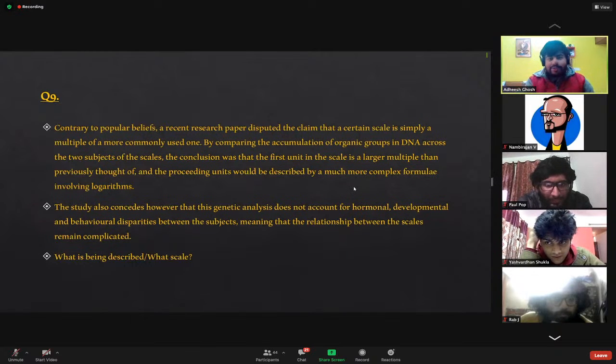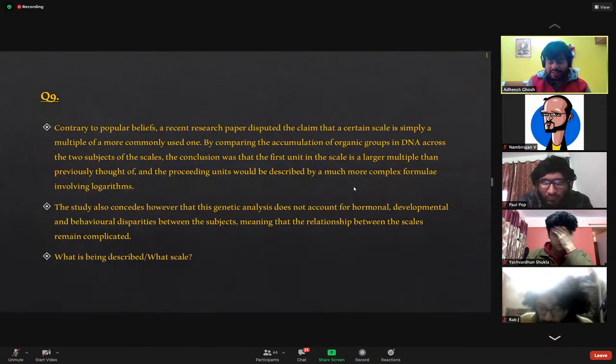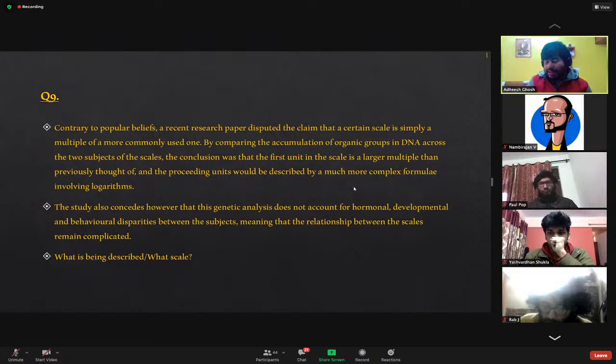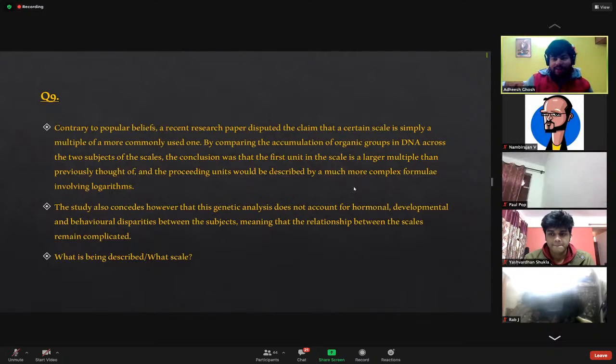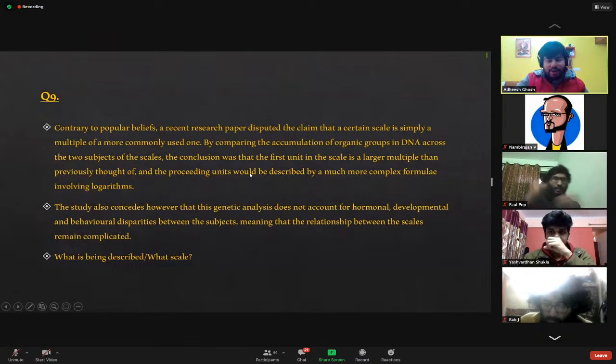We're talking about two different scales here. Usually we like to think of one scale as simply being a multiple of the other, the more commonly used scale, but it's not actually true. These guys proved that the multiple, first of all, is very big, much bigger than we thought previously. And it's also described using logarithms as we move down the scale. So it's not always a multiple. But it also says that this is not a perfect relationship and still requires a lot more work. So I need you to give me what scale, or what context, this study was done in.